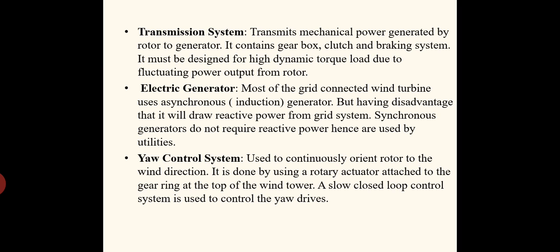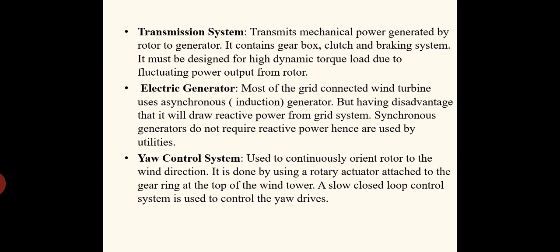Now coming to the last and important component, that is the yaw control system, used to continuously orient the rotor to the wind direction. Always the rotor has to face the wind direction. That is done by the rotation of the nacelle, and the mechanism which controls the rotation of the nacelle, or the alignment of the nacelle always towards the direction of the wind, is what is known as the yaw control system.